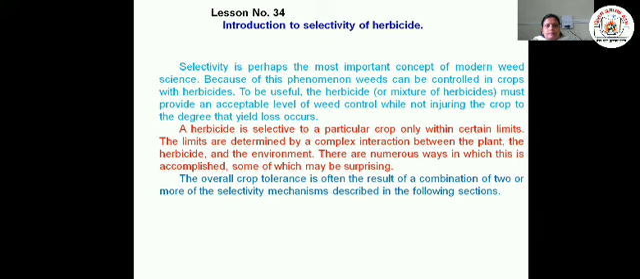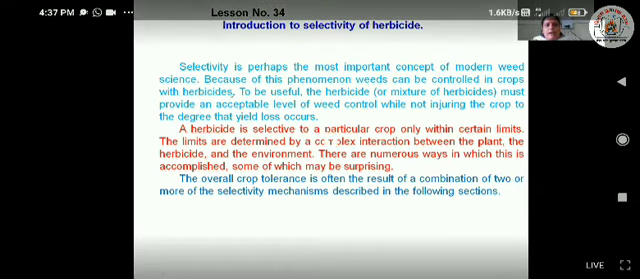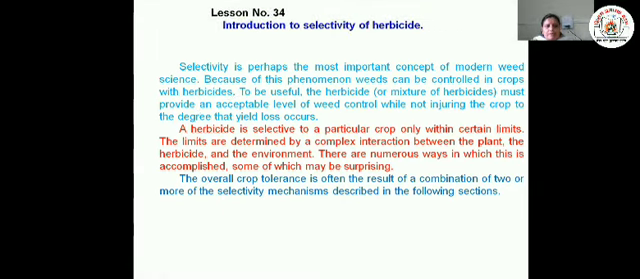Next is the introduction to the selectivity of herbicides. Selectivity is very important. Selectivity is perhaps the most important concept of modern weed science. Because of this phenomenon, weeds can be controlled in crops with herbicides. Okay, a particular weed has a particular herbicide. That's why it is made easy for us to kill the particular weed present in our crop.